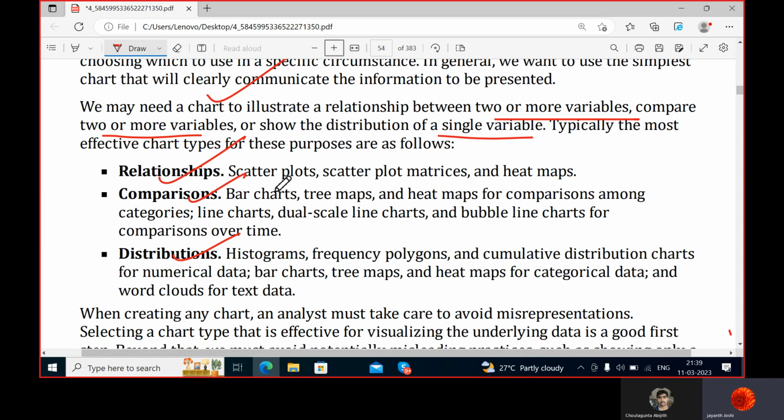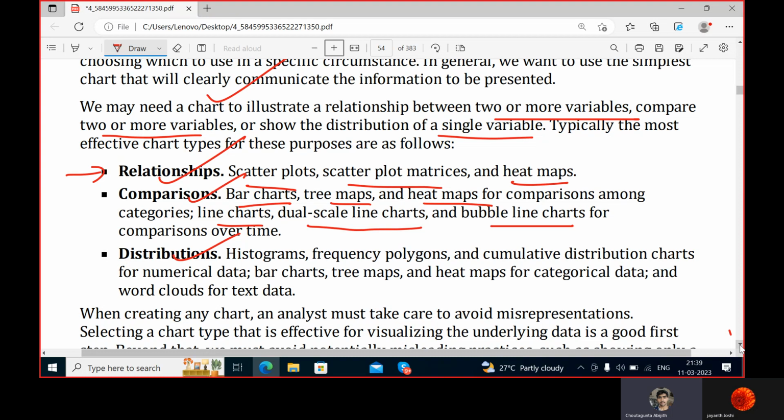Correct? So in relationship, scatter plots, scatter plot matrices, and heat maps. This category comes under relationship, to show the relationship. For comparisons, bar charts, tree maps, heat maps. For comparisons among categories, line charts, dual scale line charts, and bubble line charts. Among the categories, that means men, women. They are working in the same industry, but we are showing the categories, correct?